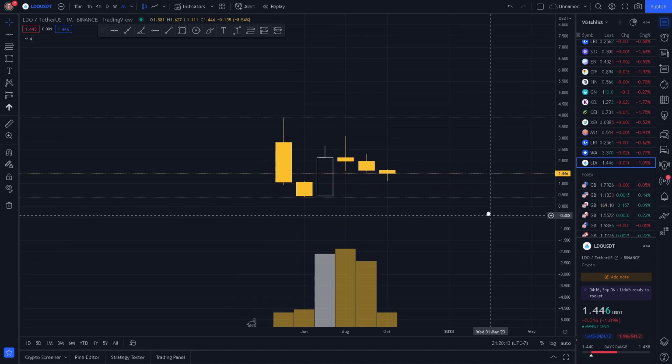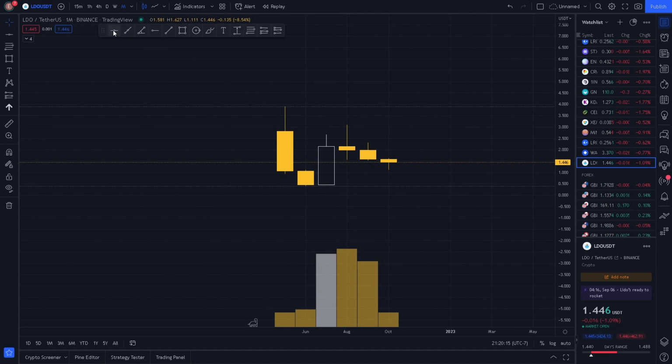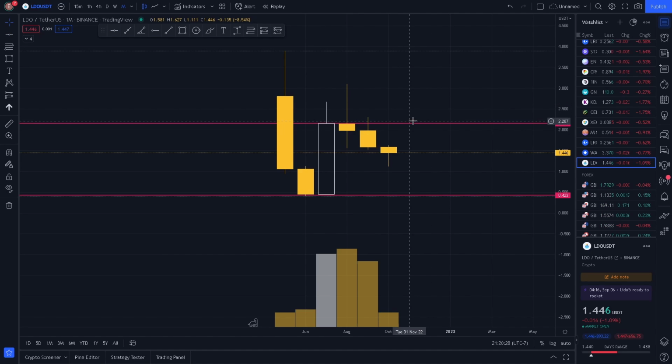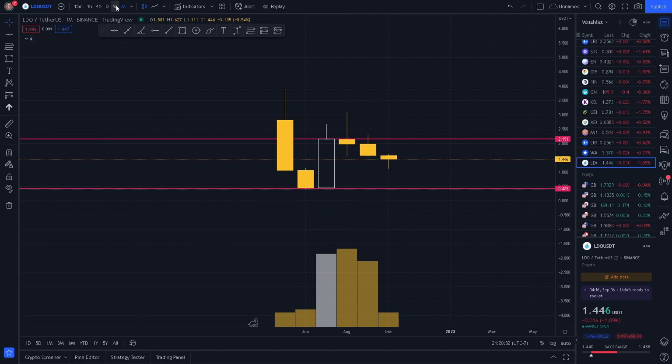We don't have a lot of data to play with, so let's plot what we can. The first thing we notice is our swing low, so we plot a key level. The next level we see is a swing high. And that's all we have on the monthly chart. So let's go ahead and hop into the weekly.